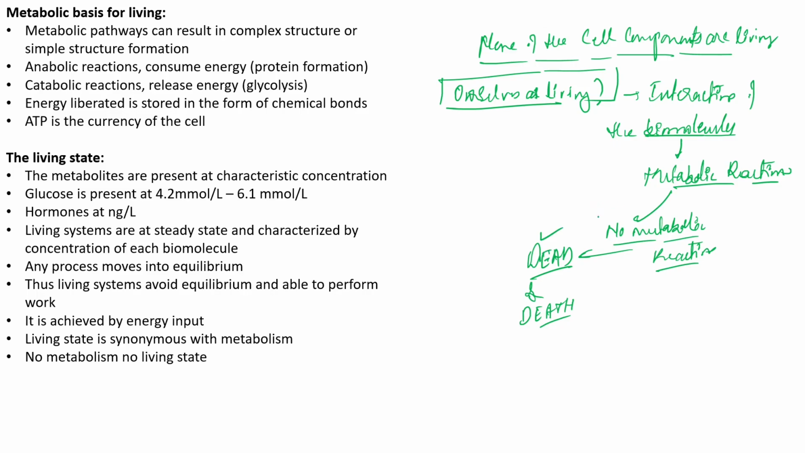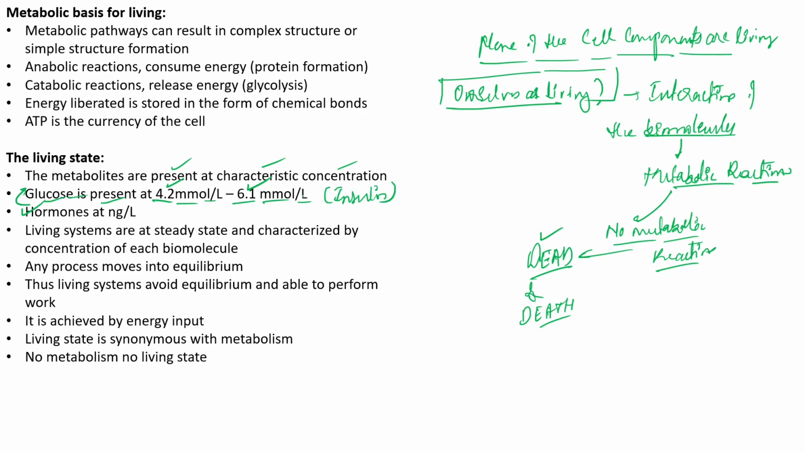So we can look into the concept of a living state over here. The metabolites, as we have discussed, are present at a characteristic concentration. An example for this is glucose. Generally the concentration of glucose present in the blood is around 4.2 millimole per liter to 6.1 millimole per liter. So the minimum concentration is around 4.2, and the maximum it can hit in the blood is around 6.1. Interestingly, we have a hormone for this regulation. The hormone involved in controlling the glucose concentration is called insulin.